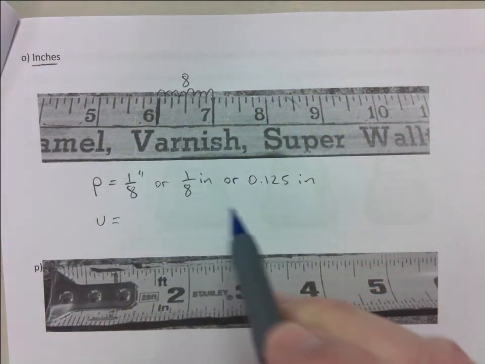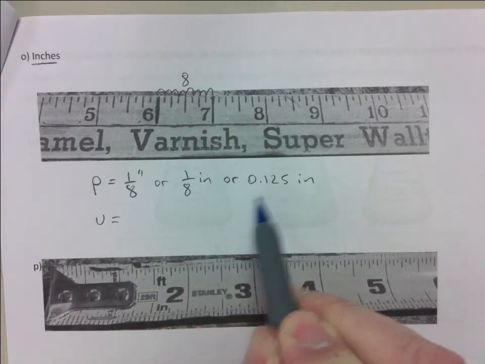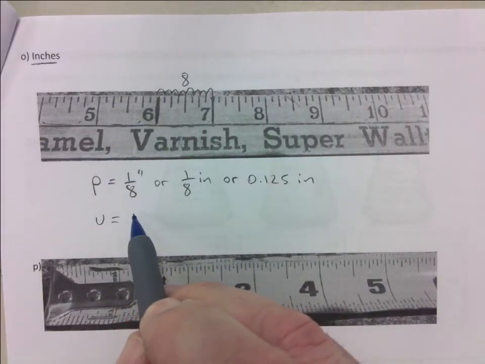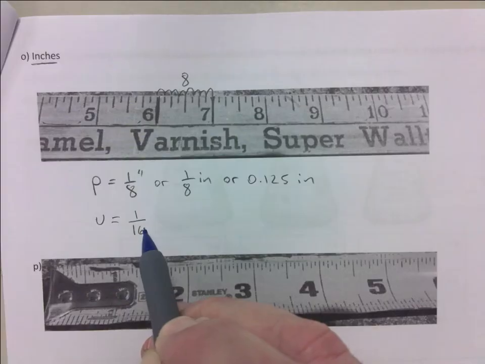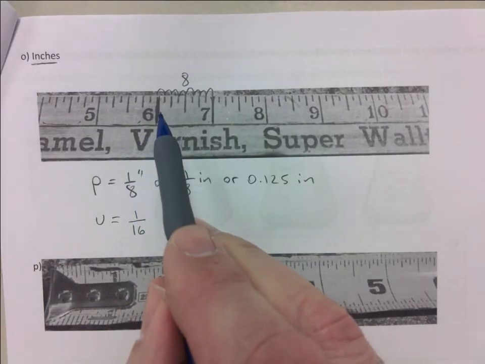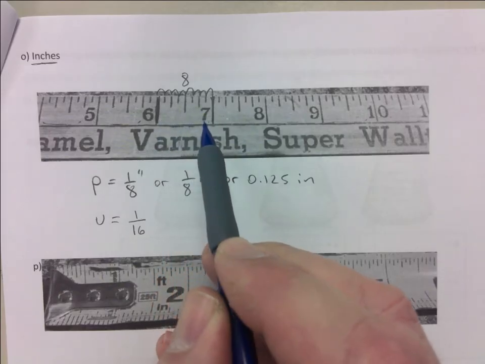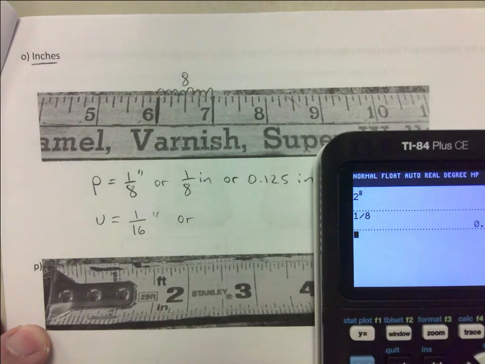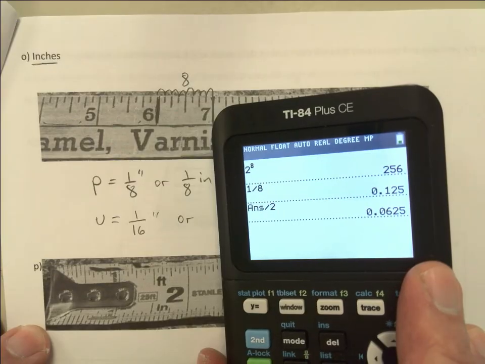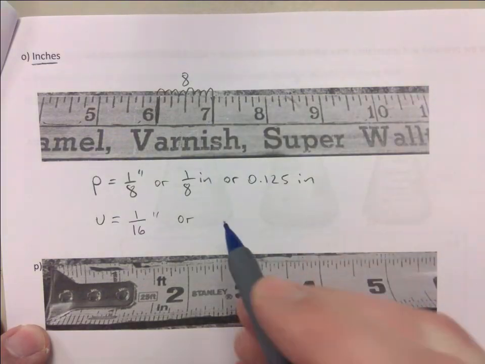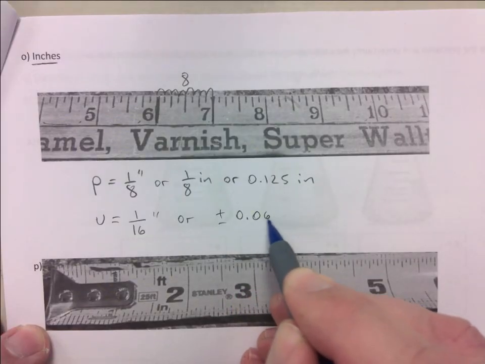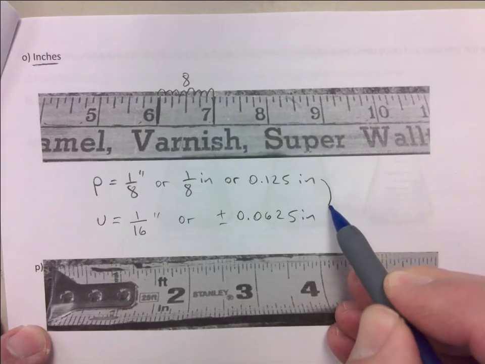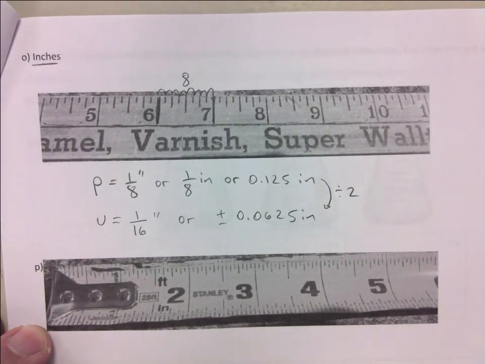Uncertainty, you can divide any of these by 2, but half of 1/8 is 1/16. You double it. Because when you're doubling it, you're actually adding a mark in between every single mark that's already there. Or you take the 0.125, divide that in half, you get that. Watch, you just have to make sure you don't round. It's plus or minus 0.0625 of an inch. I basically just divided that by 2 to get my uncertainty. So that's how you do one of those.